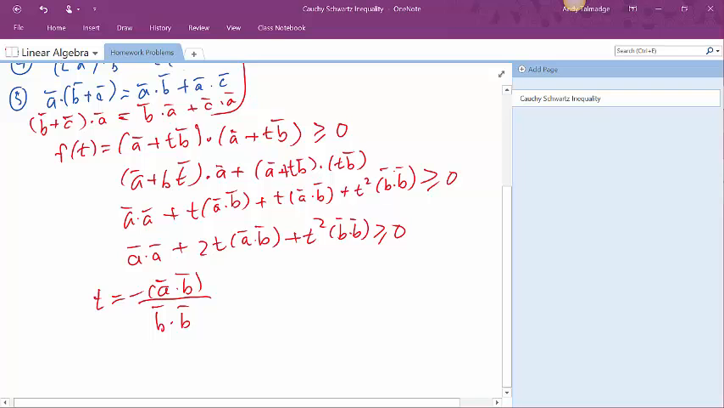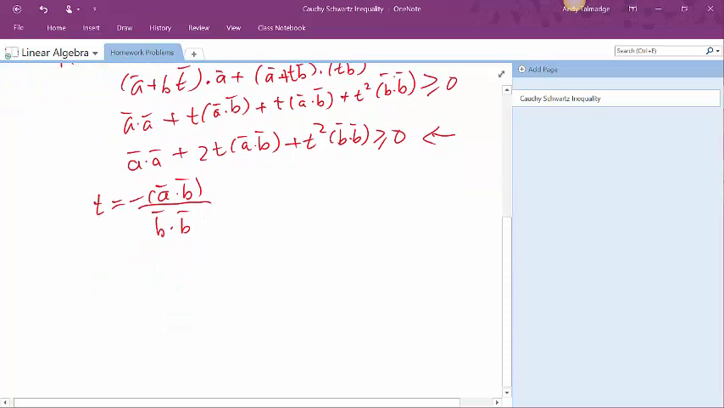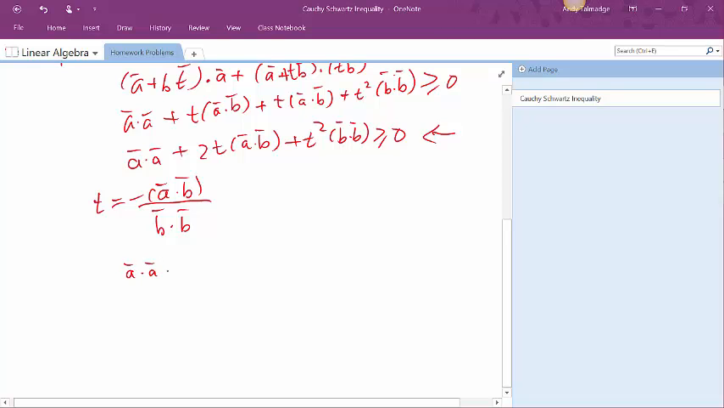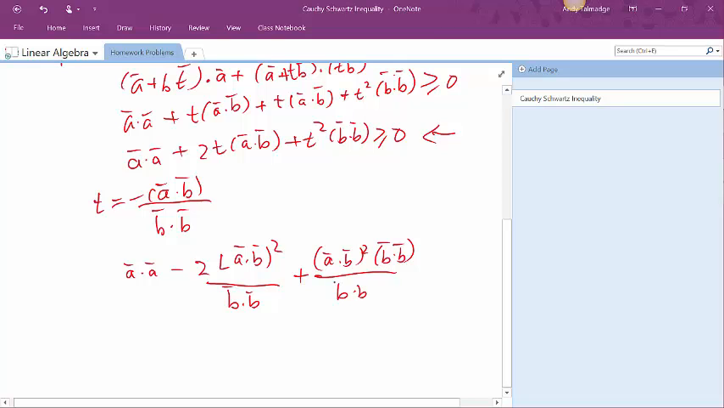Okay, and when I put that back into this expression here, I get A dot A minus 2t, which is A dot B over B dot B, so minus 2 times A dot B squared over B dot B, plus, and now t squared is A dot B squared over B dot B, all squared, because I've squared t. This is greater than or equal to 0.